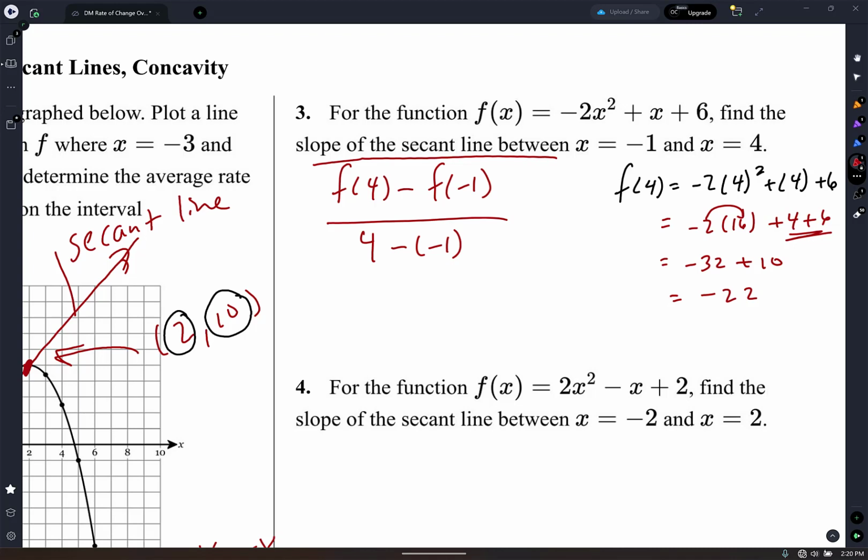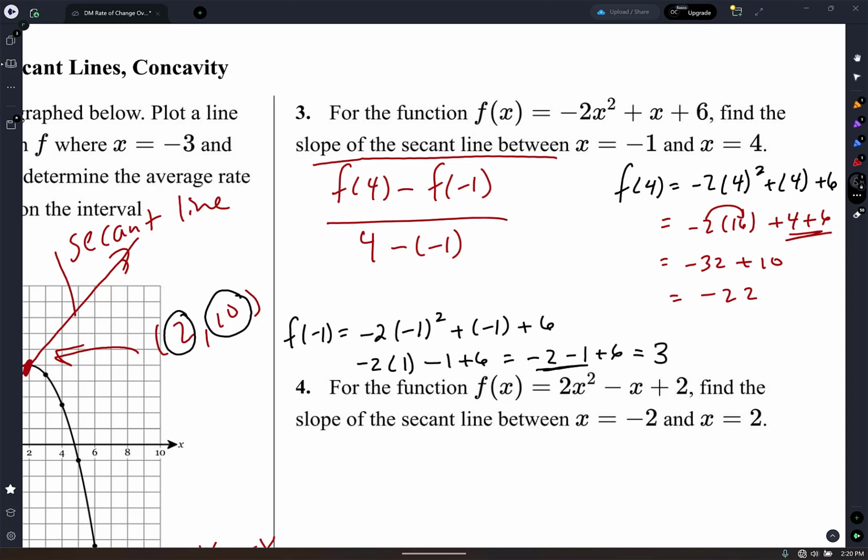It can be done without a calculator, guys. You guys are good. So here we go. I'm going to do f of negative 1 over here on the side. f of negative 1 equals negative 2 times (negative 1) squared plus (negative 1) plus 6. Negative 1 times negative 1 is a positive 1, and then this turns into a minus 1 plus 6. Negative 2 times 1 is negative 2, minus 1, plus 6. Negative 2 minus 1 is negative 3, plus 6 is a positive 3.